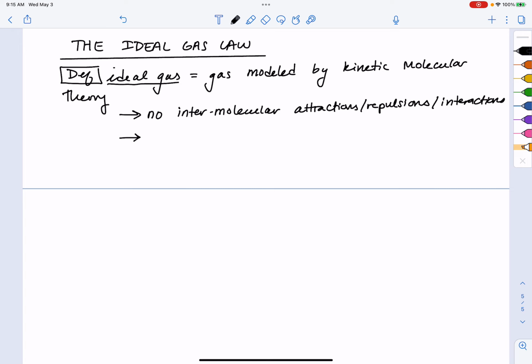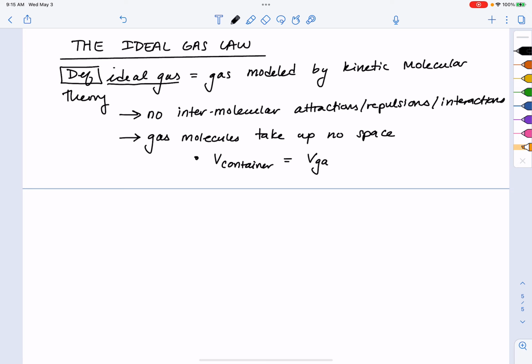And we are also assuming that our gas particles take up no space, meaning that the volume of the container is the volume that our gas is occupying. So we don't have to subtract out any correction for the fact that our molecules themselves are taking up some of that space.